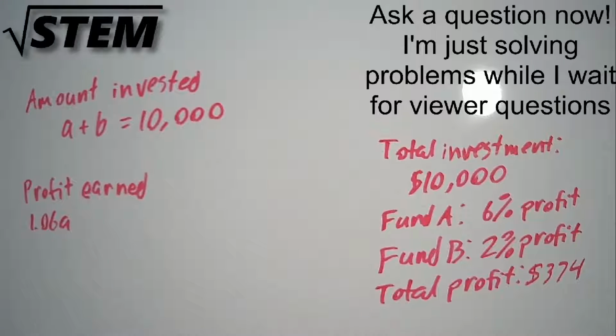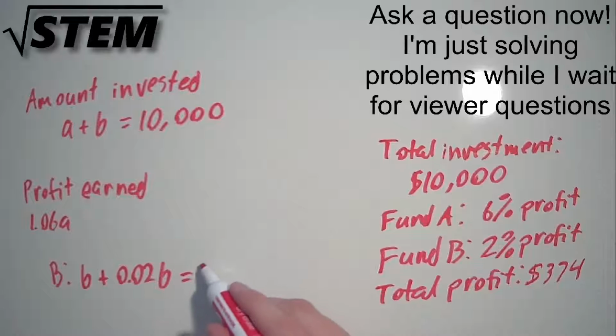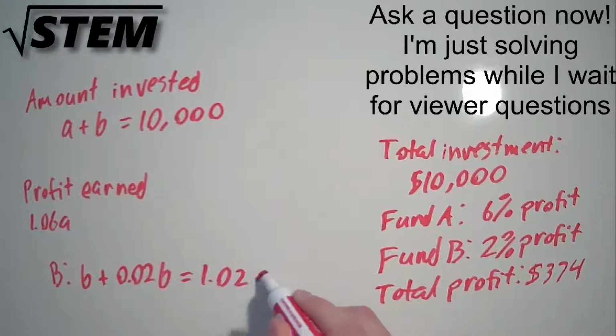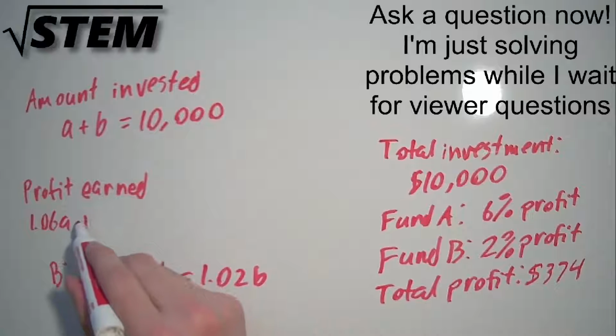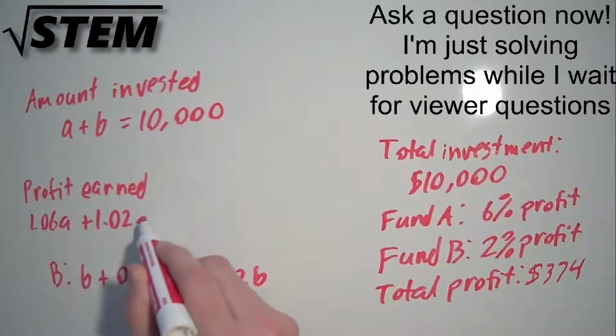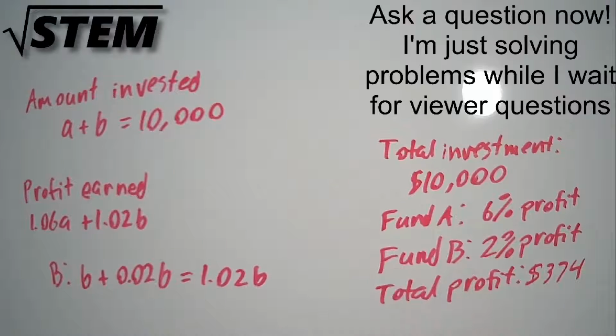And then it'll be similar for B. We earned 2% back on B. So the amount we invested there became itself plus 2% of itself, or 0.02B. And if we put those together, that's 1.02B. So that is the amount of profit that we made off of our investment in B.